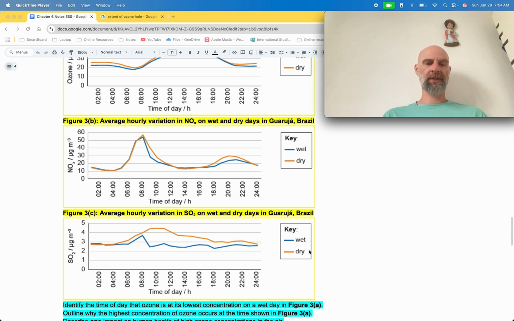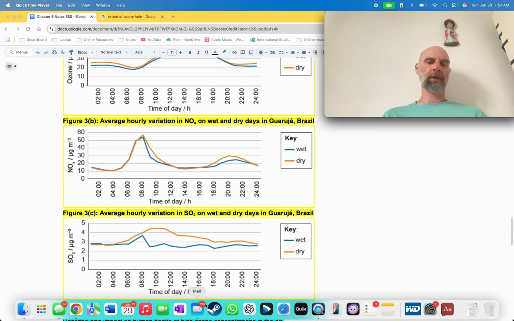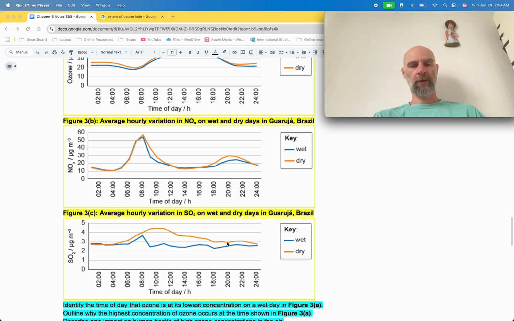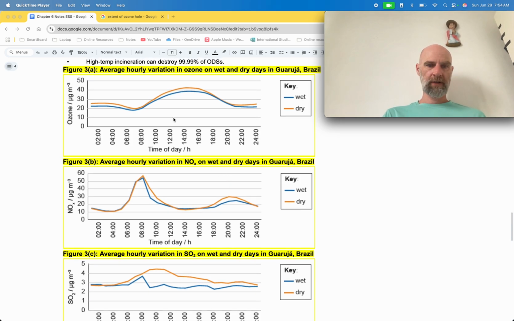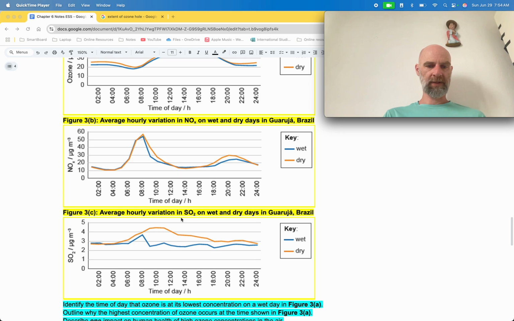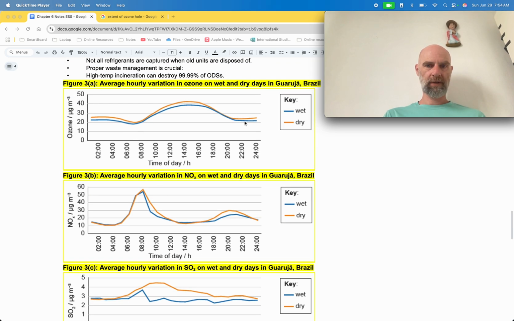First 2 questions. Identify the time of the day that the ozone is at its lowest concentration on a wet day in figure 3A. So if you've got any ability to read a graph, at what time of the day is the ozone at its lowest? It's going to be right around here, between 6 and 8. Now you know what number is between 6 and 8, or if you don't, God help you.